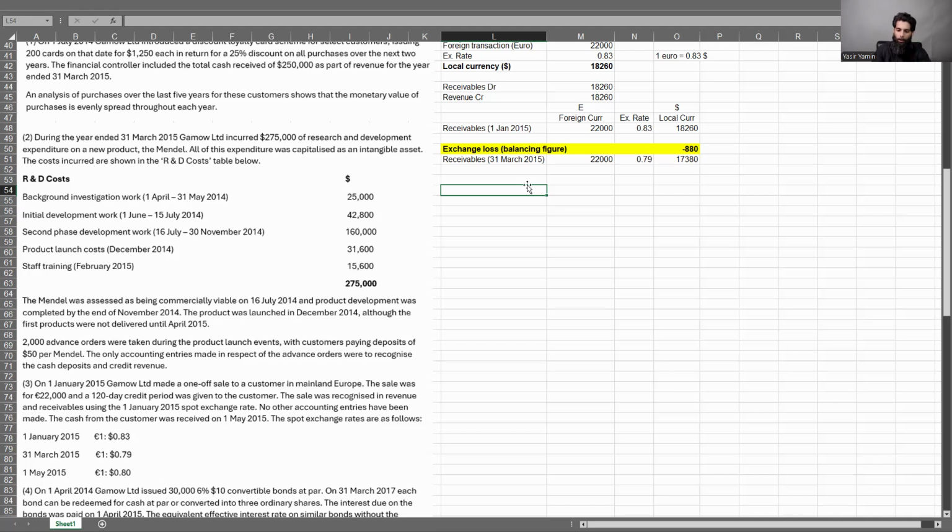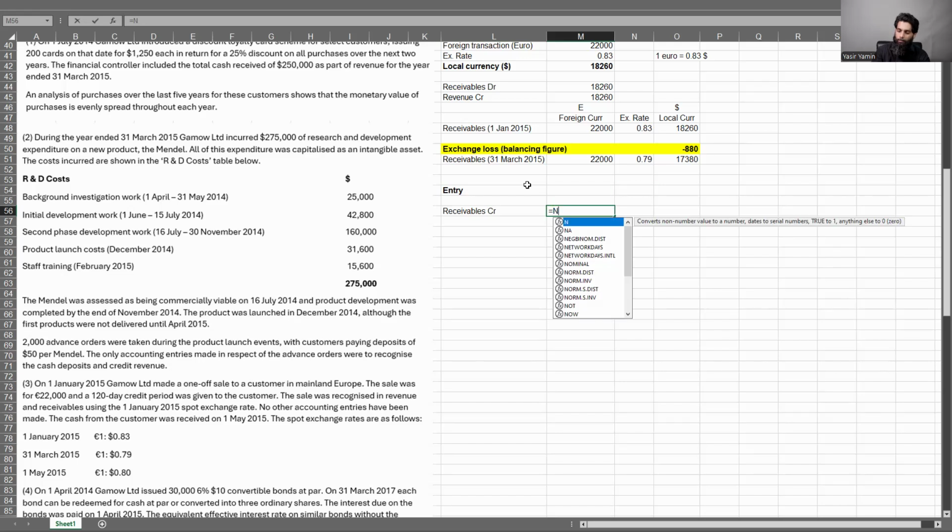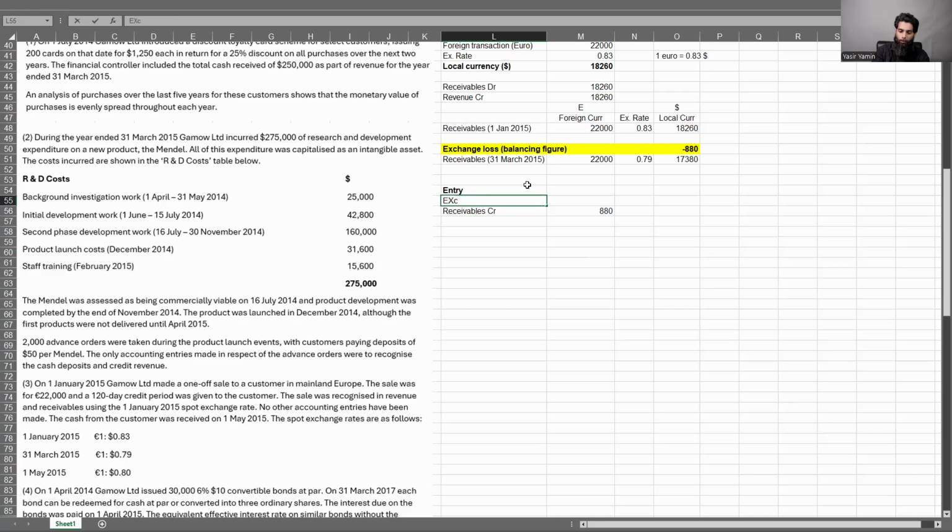Can you tell me? Your receivables are reduced due to this exchange loss. So receivables credit by 880. What do you debit? Exchange loss. You debit your P&L by 880. Make sense? Is it clear to everybody?